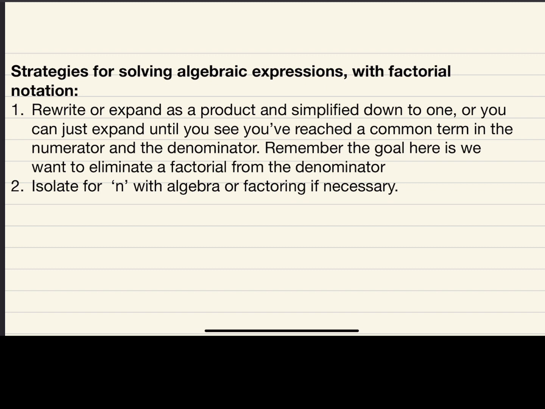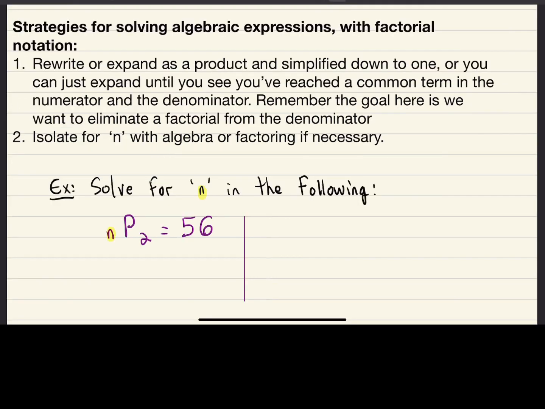Once you've got that, and you've removed like terms from the denominator, then you can isolate for n with algebra or factoring if necessary. So let's say we wanted to solve for n in the following permutation, where it's nP2 is equal to 56. So if I expand this, I would rewrite this first. So step 1 says rewrite and expand as a product. So we're going to go 56 is equal to n factorial over (n minus 2) factorial, where we know that the 2 is the r, because the notation is nPr.